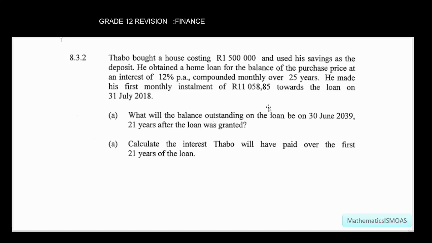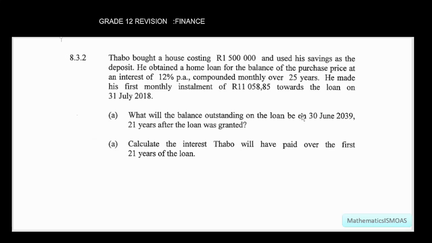Right. So now Thabo bought a house for 1,500,000 and then he used his savings of 450,000 as the deposit. Then he got a home loan for the balance, which will be 1,500,000 minus the deposit, to purchase at the interest of 12% per annum compounded monthly for a period of 25 years. That is the period of the loan, 25 years.